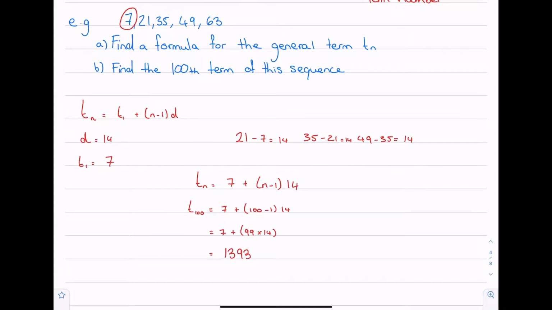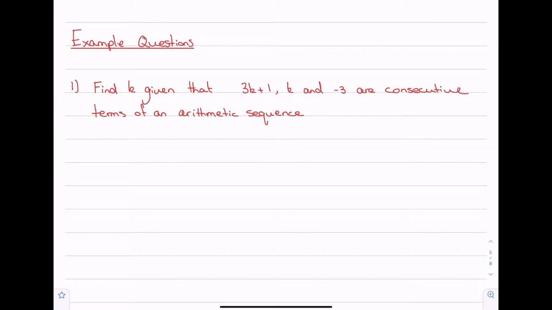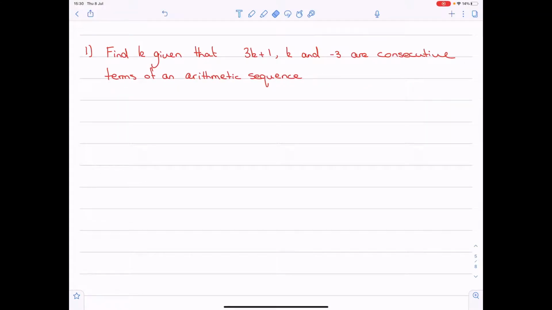That's that for that section. Now let's go on to some example questions. Okay, on to this example. So it says find k given that 3k plus 1, k and k minus 3 are consecutive terms of an arithmetic sequence.